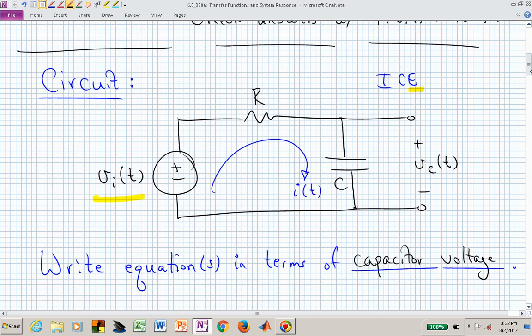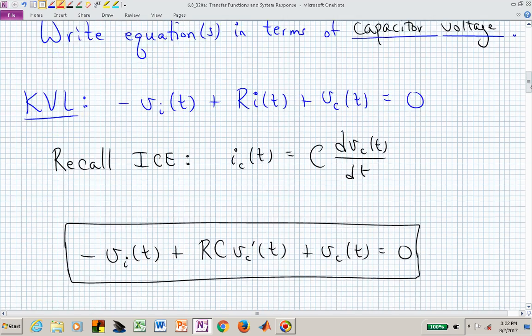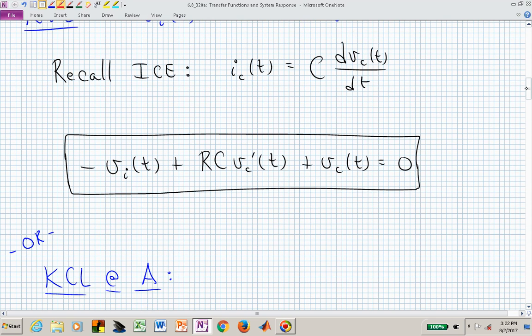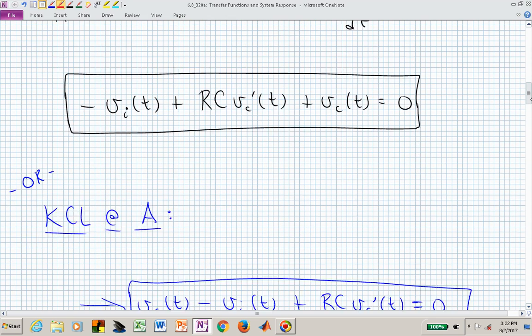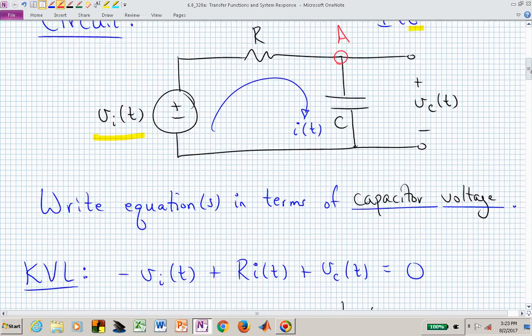What if, when looking at this circuit, somebody said, I want to actually write KCL at node A. I want to do nodal analysis. That is equally valid, and in this particular case, it may even be more direct. So now let's say that we write KCL at node A. Then what happens?